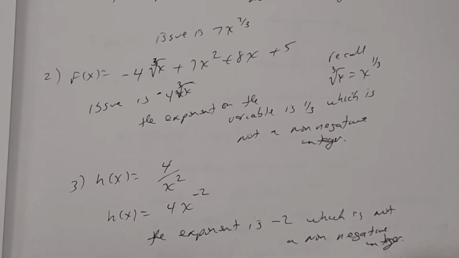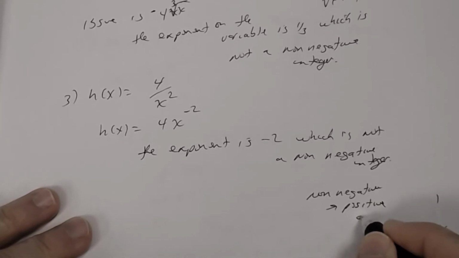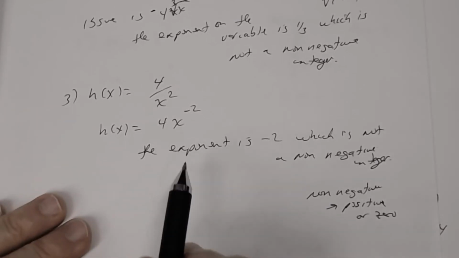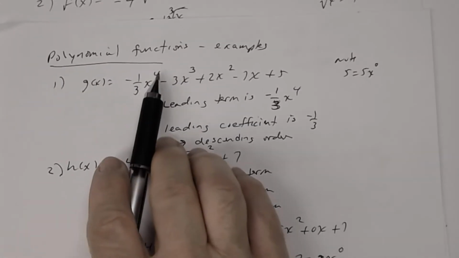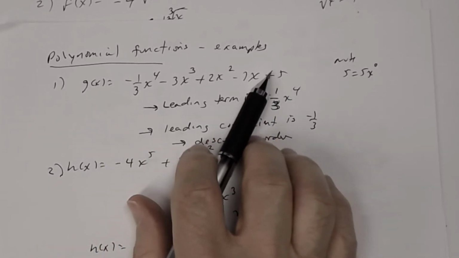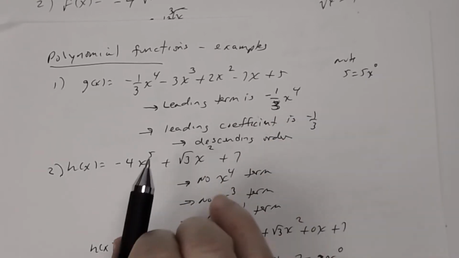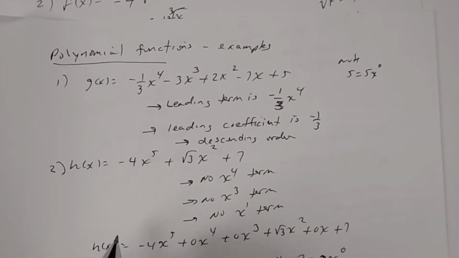Okay? So non-negative, if you want to think about it like this, non-negative would be positive or 0. All right, positive or 0. So if you go back, notice that these are positive integers, right? And what if I rewrite this, what's that exponent right here? 0. Okay, so that's what we mean by non-negative, positive or 0.